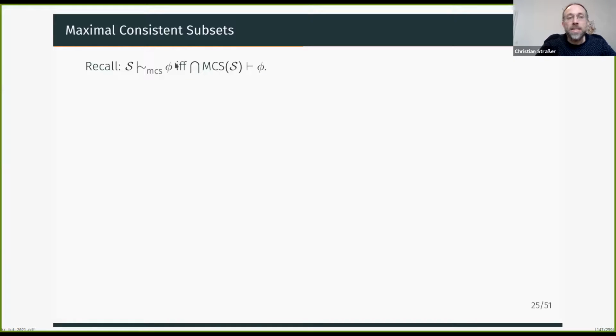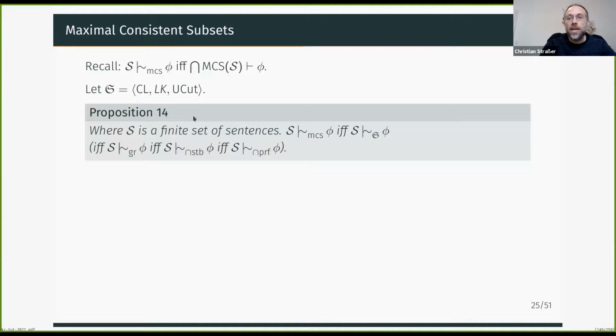It meant simply that we look at the intersection of all maximal consistent subsets of S and check whether phi is derivable classically from it. Now, as we are talking classical logic, we are looking again at the setting with classical logic, LK, and undercut. What we can then see is that the entailment based on maximal consistent subsets is exactly the same as the entailment based on dynamic derivations for finite input sets.